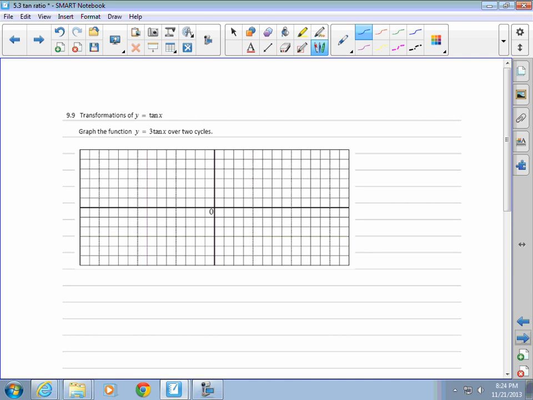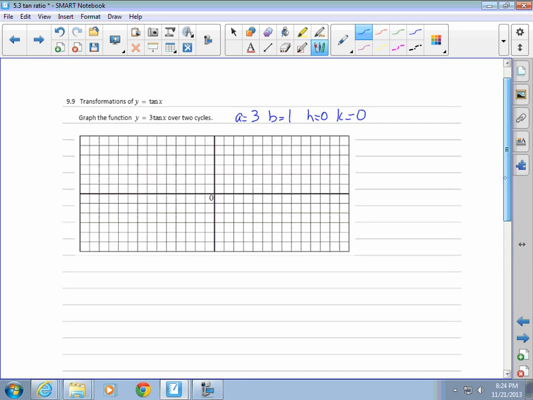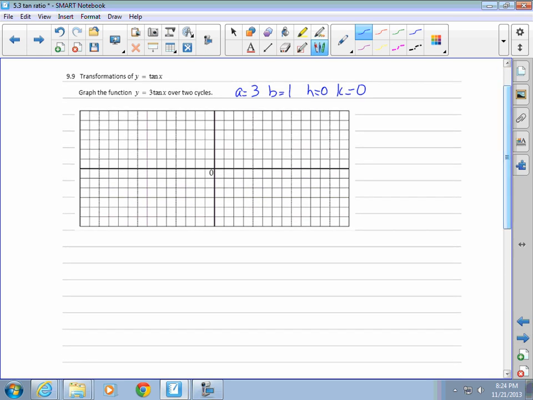Okay, the next one says graph the function of y equals 3 tan x over 2 cycles. So if I take a look at this question, y is equal to 3 tangent of x, my a is equal to 3, b is equal to 1, h is equal to 0, k is equal to 0. So what that is saying is, I don't have any transformations here. I don't have any phase shift or vertical displacement because h and k were 0. My b is equal to 1, so I know that my period is still going to be pi, but now my amplitude is equal to 3.